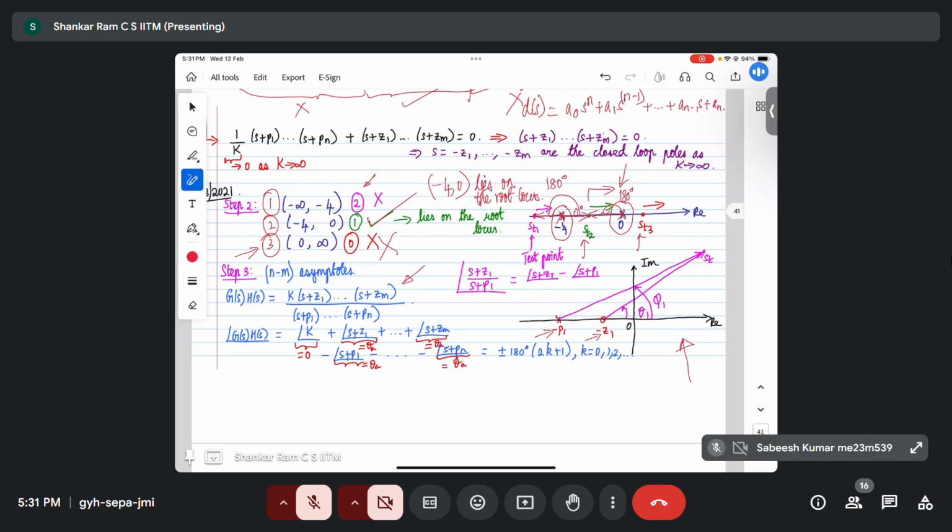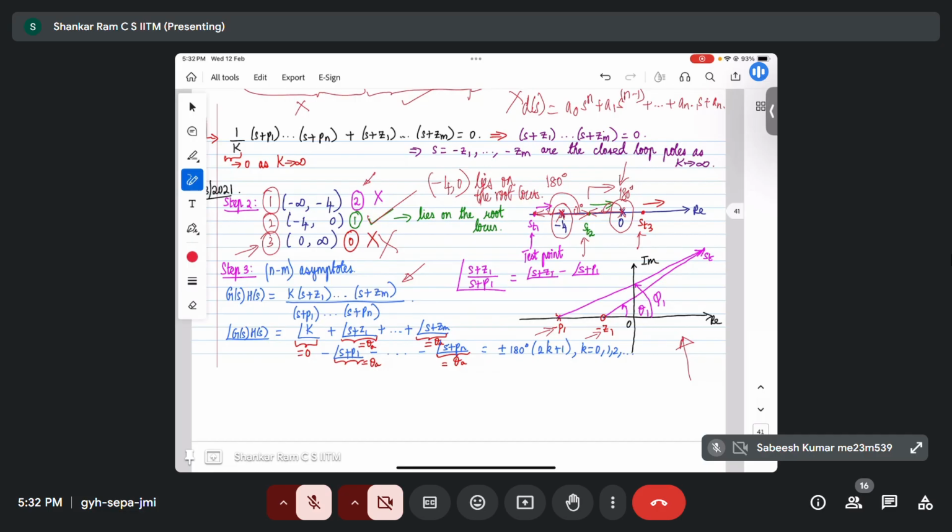if we apply the angle condition, it will be the algebraic sum of the angle contribution from each factor. So it will be the angle of k, the angle of s plus z1, all the way till the angle of s plus zm, minus the angle of s plus p1, all the way till s plus pn. Why did we get the minus sign? Because s plus p1 is in the denominator, so we need to subtract its angle. Now, for the purpose of understanding, we consider minus p1 and minus z, without loss of generality.